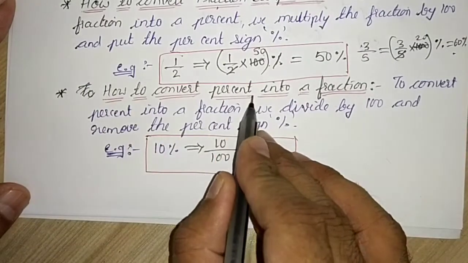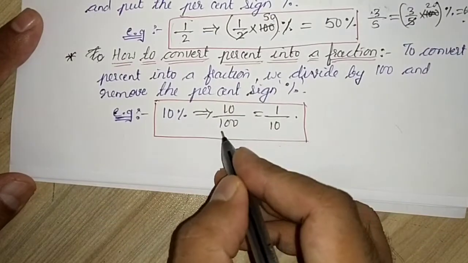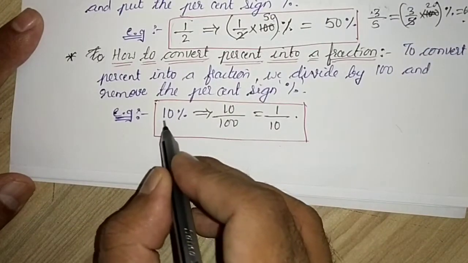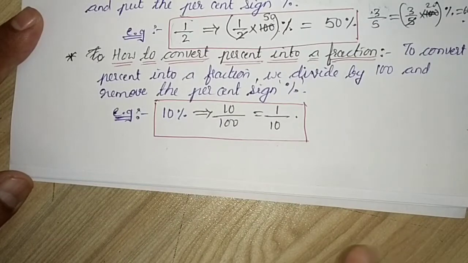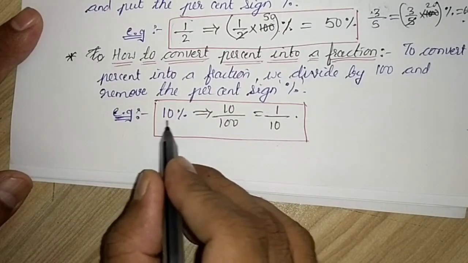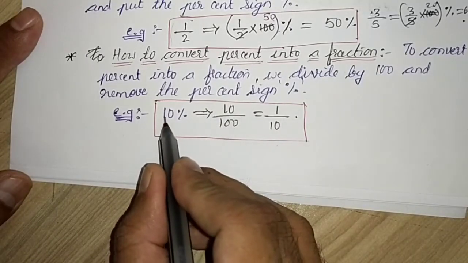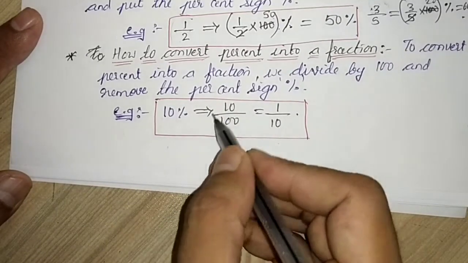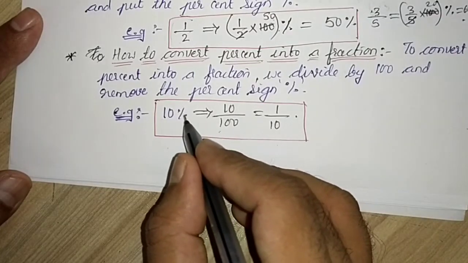How to convert the percent into a fraction form? Don't worry, just divide it by 100. Whatever the percentage is given, divide it by 100 and remove the percentage sign. Here they have told you to convert 10% into fraction form. So what will we do? We will divide the number 10 by 100 and remove the percentage sign.